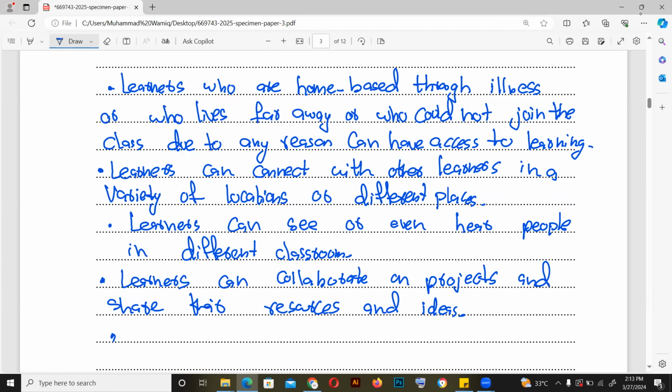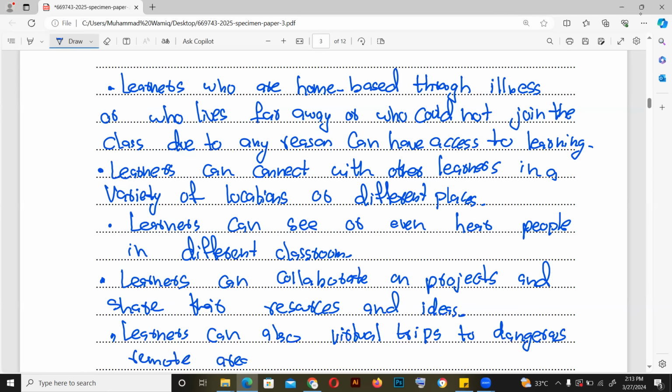Another point can be learners can also take virtual trips, जो वर्चुअल रियलिटी में होता है, मतलब without even having to go in real time. Learners can take virtual trips to dangerous or remote areas in safety.